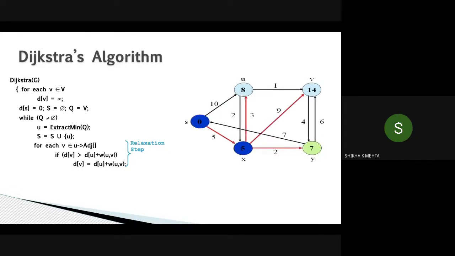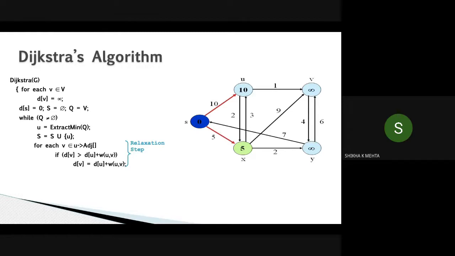And since X was also connected to U, if we see, we are going from S to X to U, and you see 5 plus 3 is 8, which is less than 10, and this edge is connected to X. So we are trying to relax all the edges which are connected to the vertex which is having the minimum value.